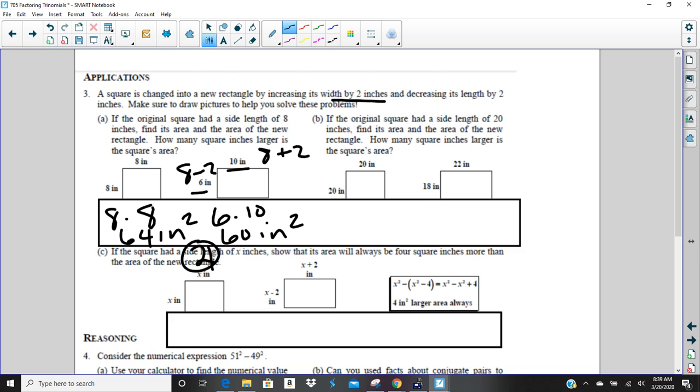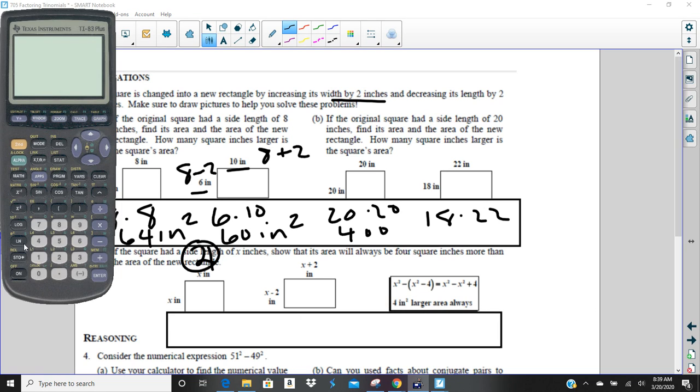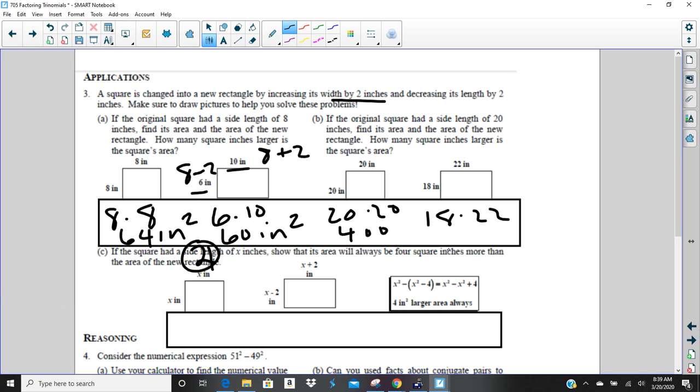What if I had 20 by 20? Well, 20 times 20 is 400. And if I again subtract 2 from the width and add 2 to the length, I get 18 times 22. I don't know that math off the top of my head, so let me just do that real quick. 18 times 22, enter. And we get 398, and that's inches squared. So the difference, again, is 4 inches squared.